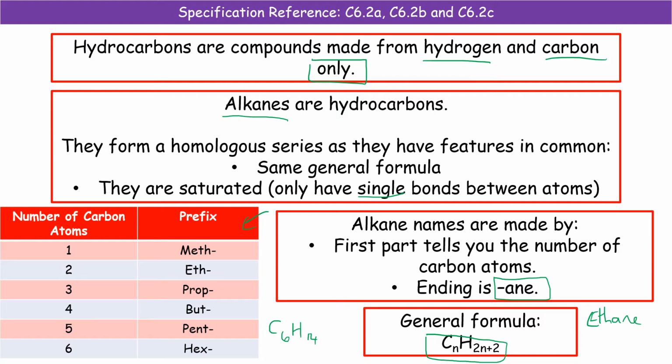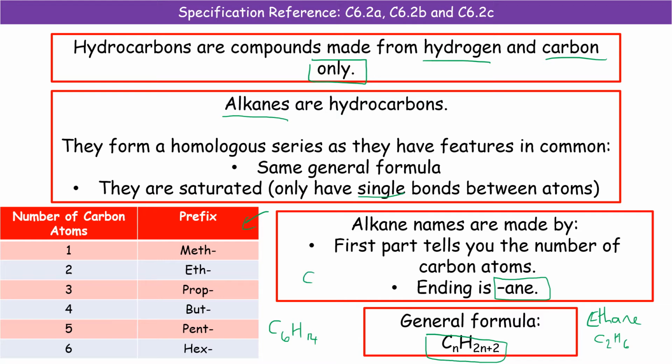The only other bit they could ask you to do is to draw the displayed formula. Now, this is quite straightforward because all we do is we start off with the carbon backbone. I'm not going to do a large molecule because I haven't got a lot of space here. So what we're actually going to do, we'll do ethane for the sake of it. So we're going to do ethane, which is C2. Let's work it out. 2 times 2 is 4, plus 2 is 6.